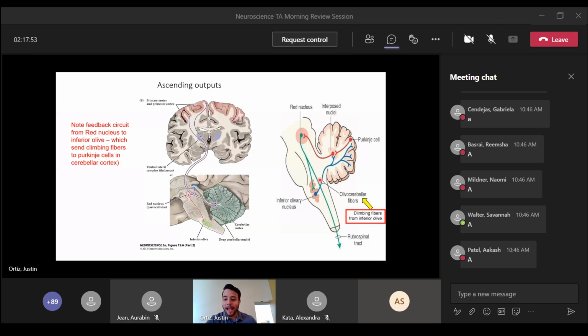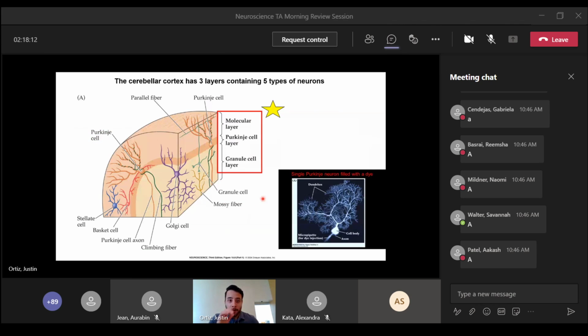And it's because of these climbing fibers via the inferior olive. The inferior olive is the one that produces these climbing fibers. And this is that feedback mechanism, this feedback circuit, which kind of looks like a triangle. You can see that here too. Same thing. Okay, so that's everything.